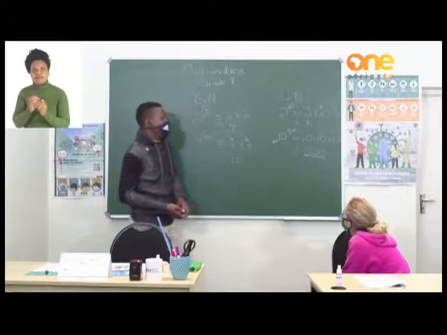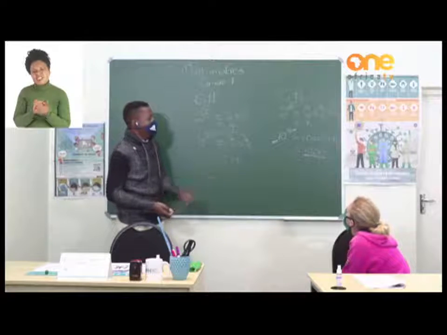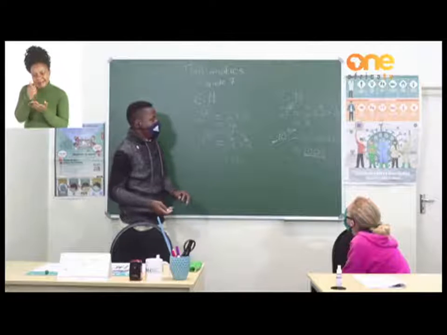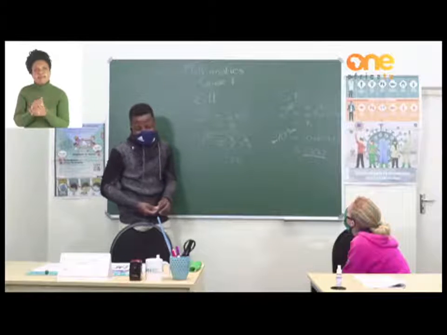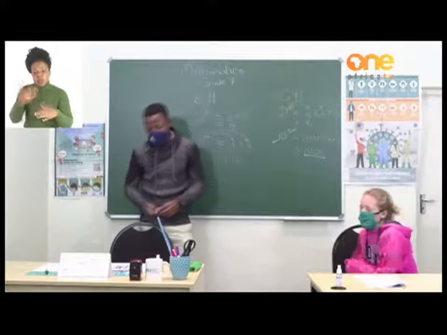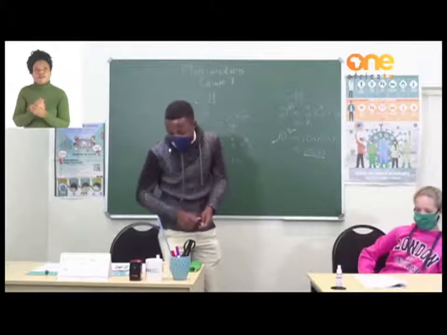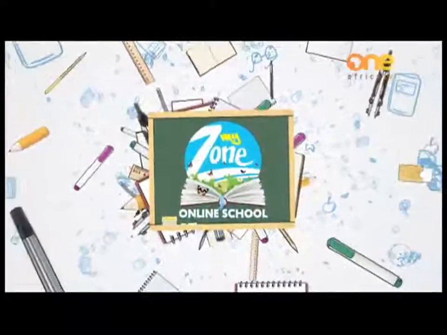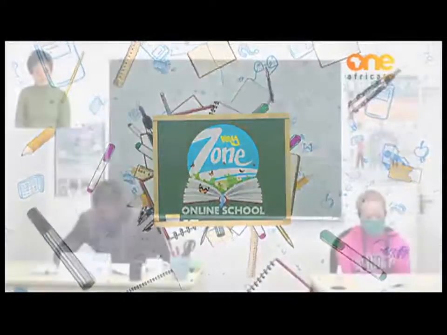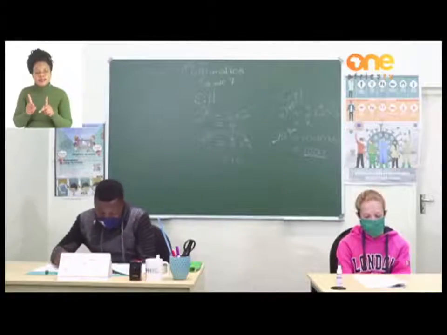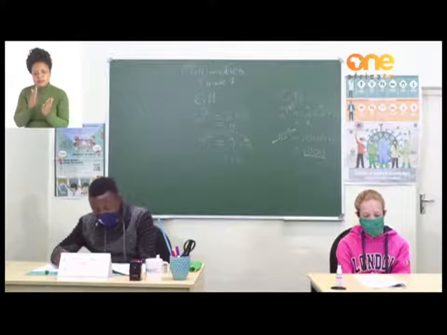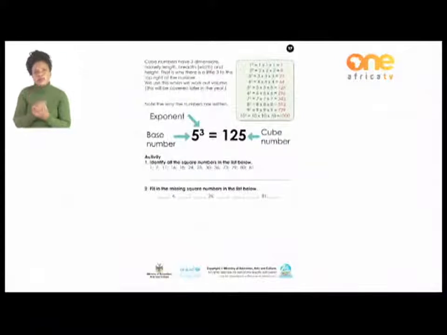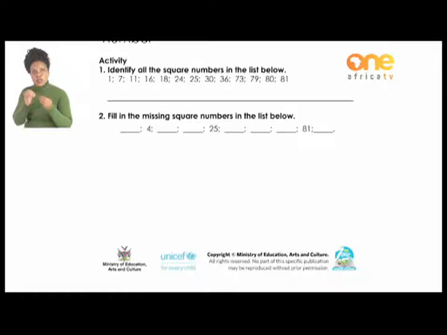So with that, I believe this is much, much easier to do and clear. So we have to go back to our booklet so that we can do the activity, or I can read through the activity. Okay, the activity is on page 17 of our booklet. The first question: 24, 25, 30, 36, 73, 79, 80, and 81.